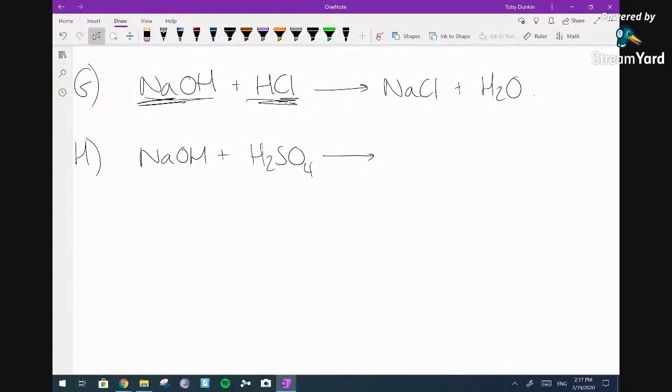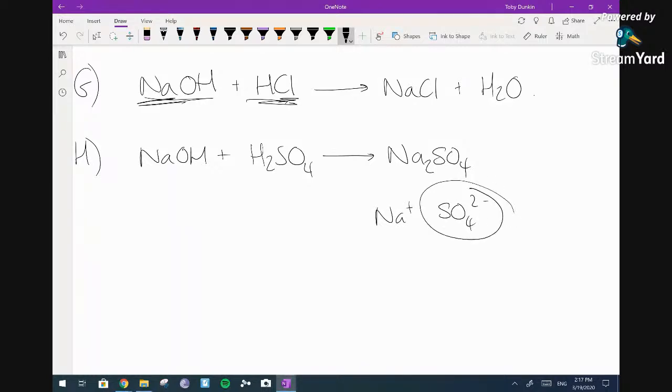So in this case, I'm going to form sodium sulfate, Na2SO4, because Na plus, and I've got to remember, you cannot go very far with chemistry without learning your complex ions. And I'm going to then, of course, produce water as well. Now I've got to balance it.